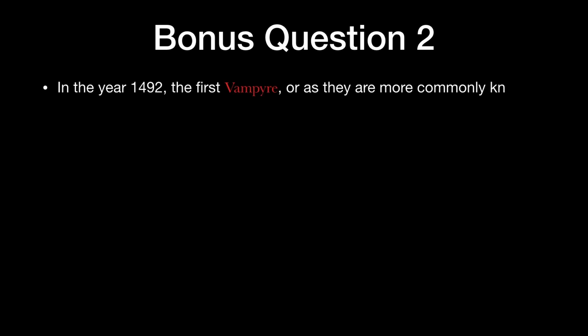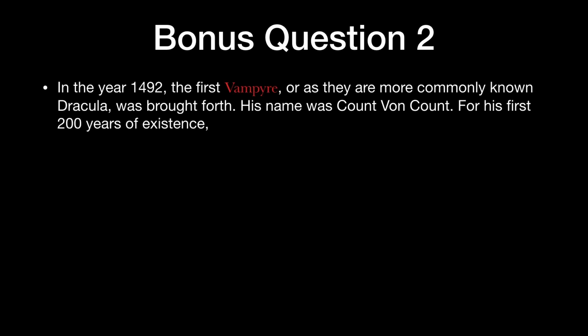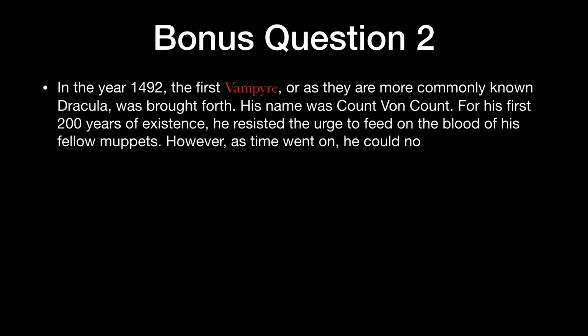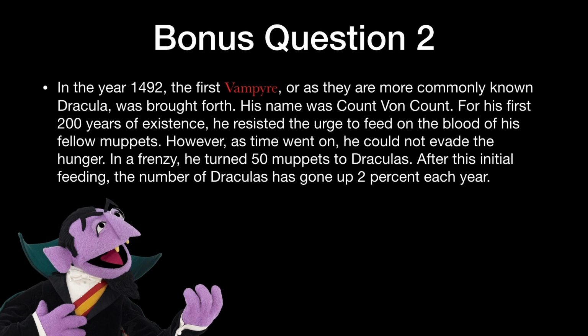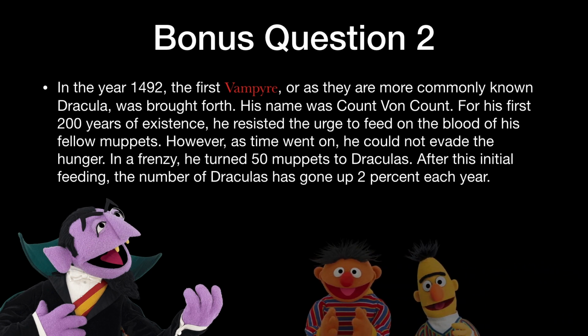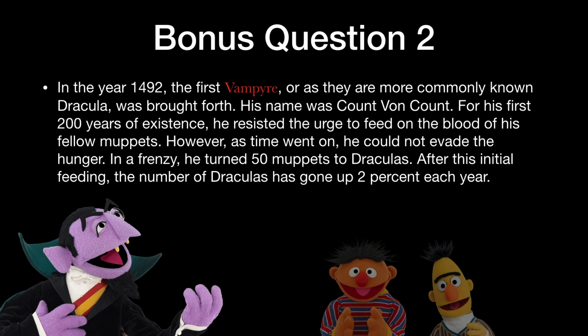And now it's time for bonus question 2. Quick warning, this one's a little spooky. In the year 1492, the first vampire, or as they are more commonly known, Dracula, was brought forth. His name was Count von Count. For his first 200 years of existence, he resisted the urge to feed on the blood of his fellow Muppets. However, as time went on, he could not evade the hunger.